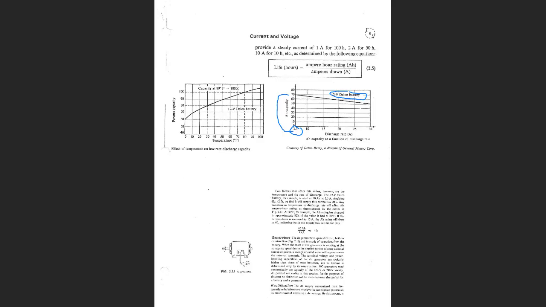But what happens as you draw more current? For example, what happens instead of drawing 3.5 amps or less, what happens if you draw 25 amps? How much would your amp hour rating be if you're drawing 25 amps according to that second graph? 55 amp hours. Right here. 55, about right in there.